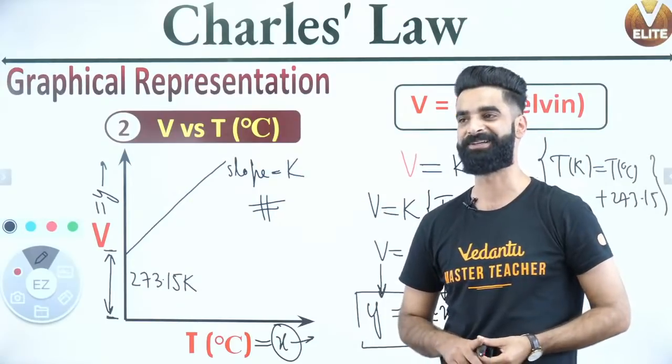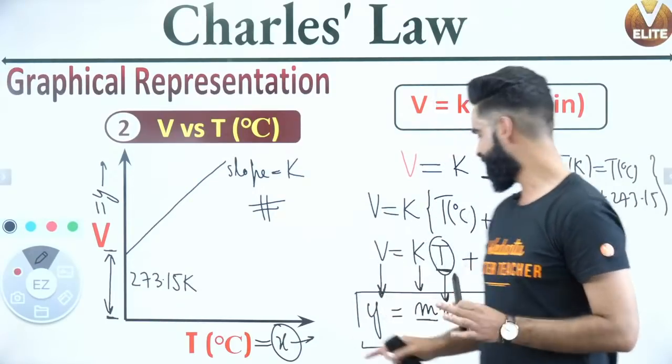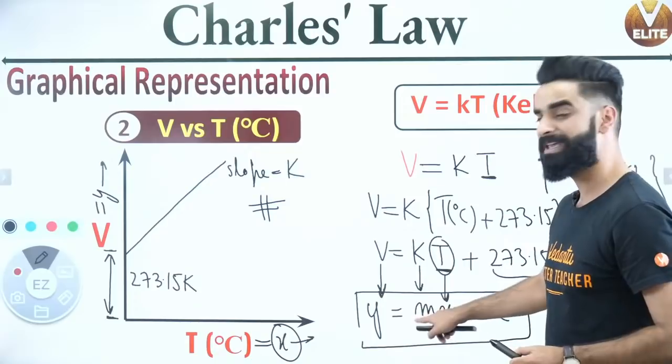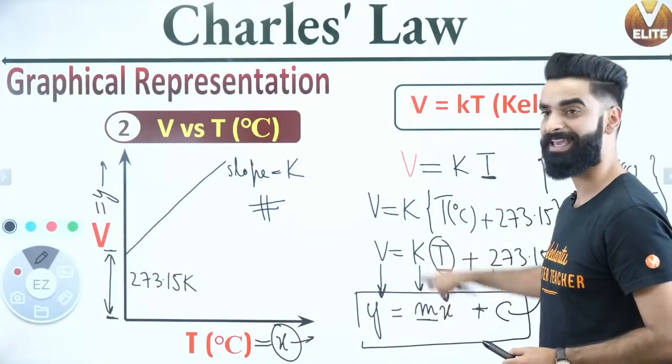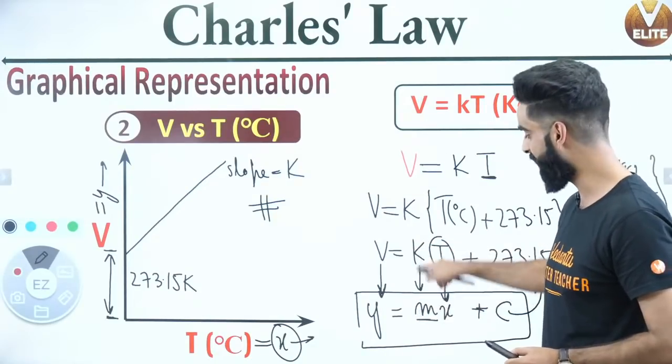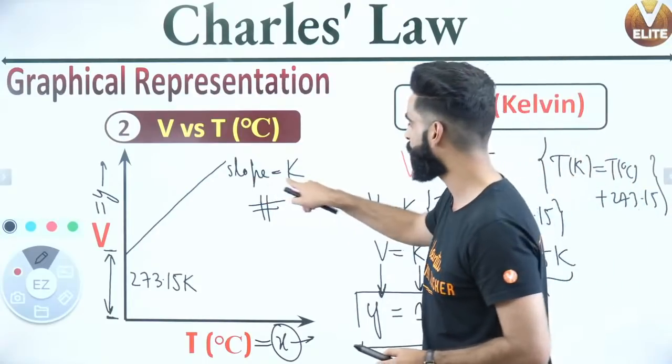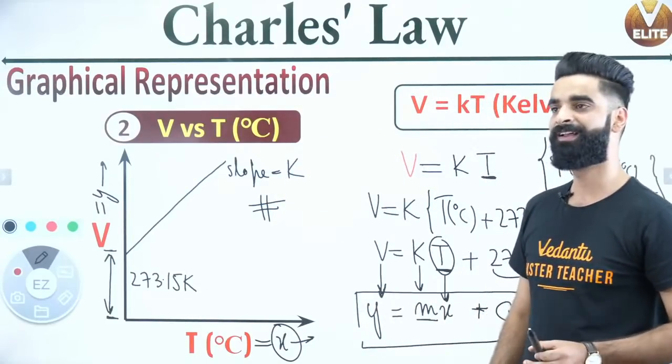This is going to be your curve between volume and temperature in degree centigrade as far as Charles law is concerned. Basically slope. Someone is asking about the slope. Slope means m value, and m value over here is K, right? That's why I have written slope equal to K.